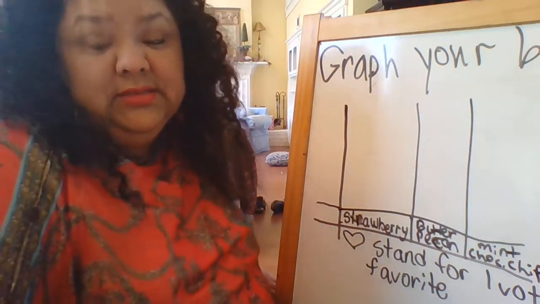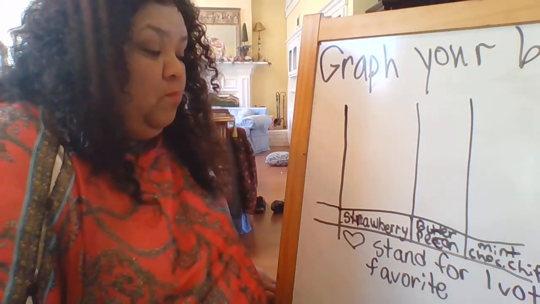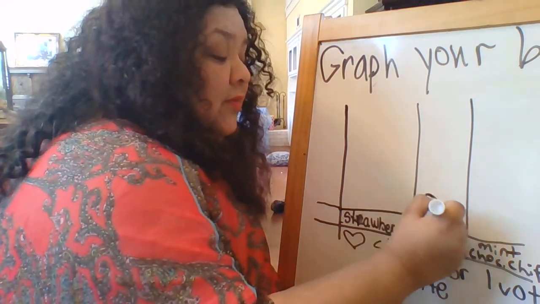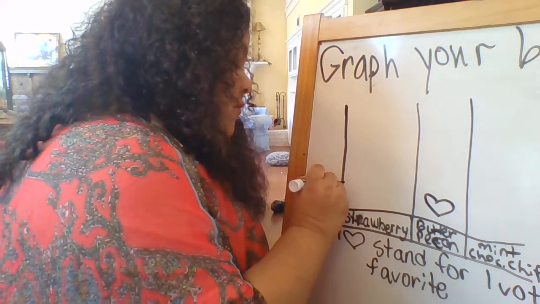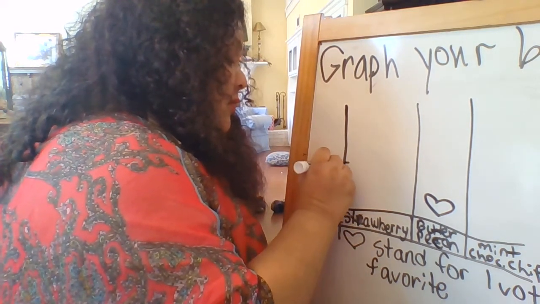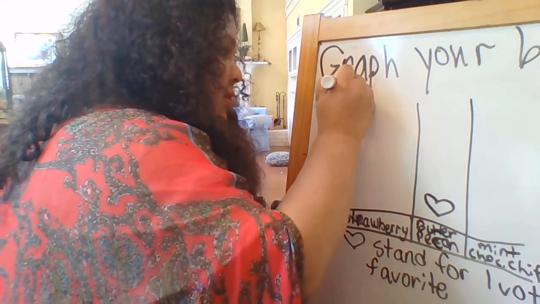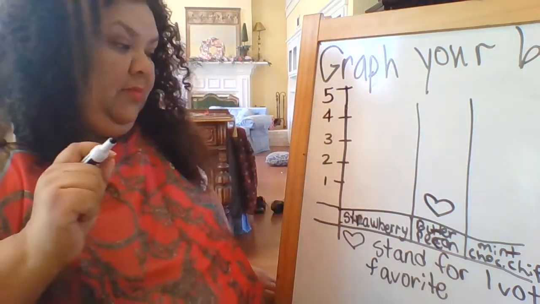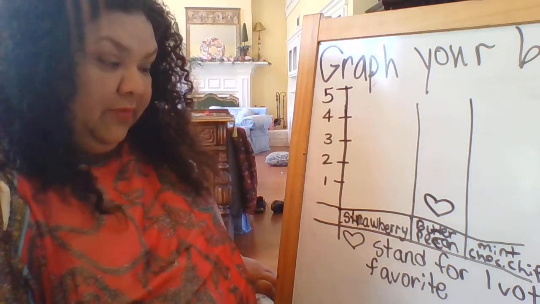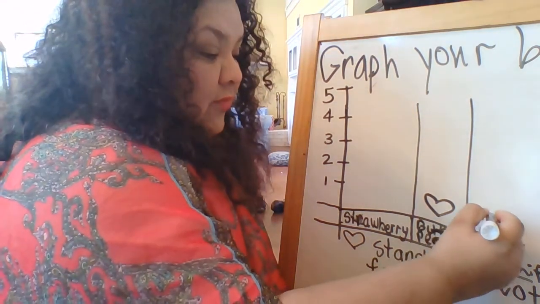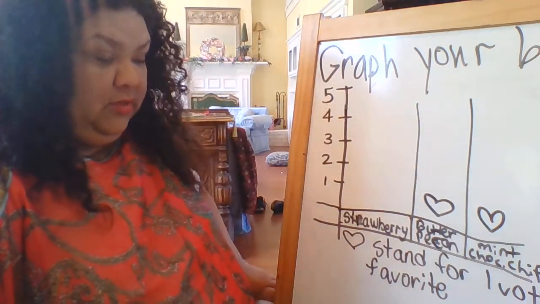Now, I asked the people in my family what their favorite ice cream was, and Mrs. Hinton said she likes butter pecan. So here I'm going to write one person, 2, 3, 4, 5, because we have 5 people in the family. Okay, so I asked Sophia, and she said she likes mint chocolate chip. So I'm going to put 1 heart for the mint chocolate chip.